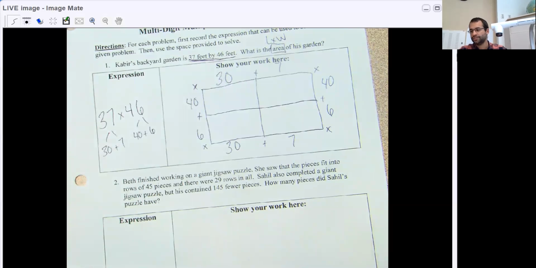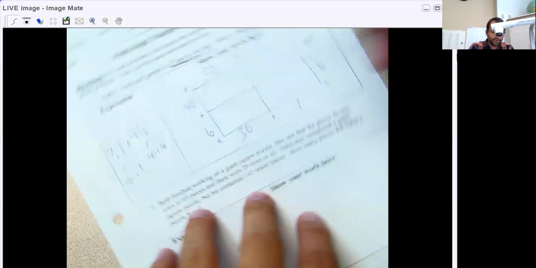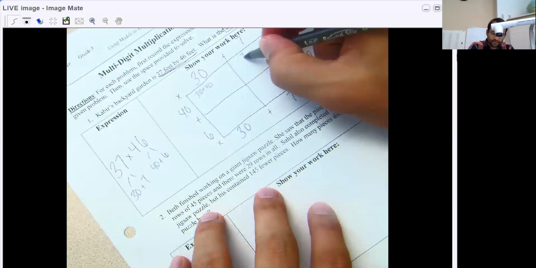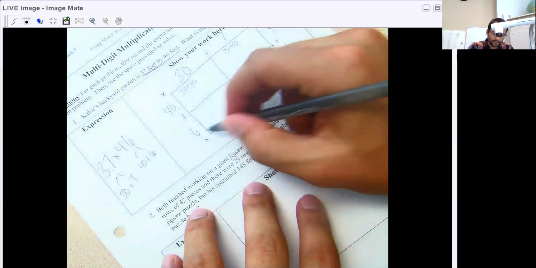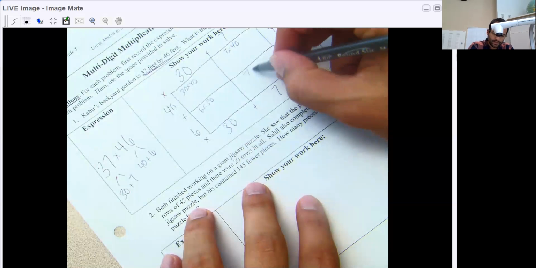Now, whatever touches the box, I'm going to multiply together. So this one's going to be 30 and 40. This one's going to be 7 and 40. This one's going to be 6 and 30. And this one's going to be 6 and 7.